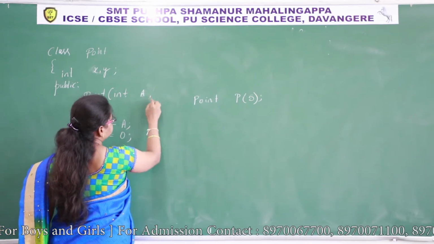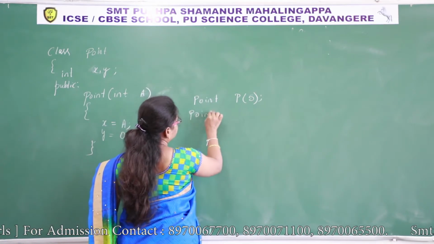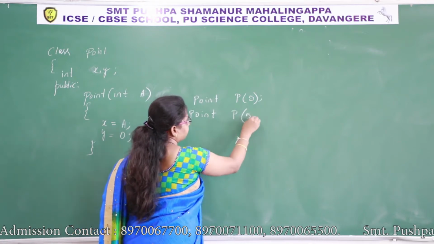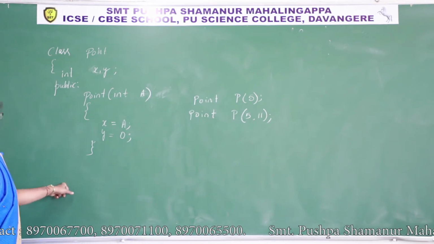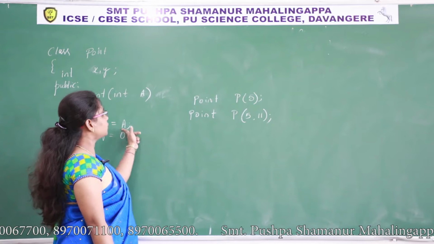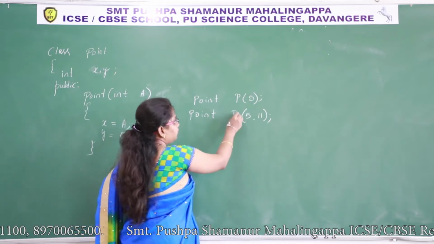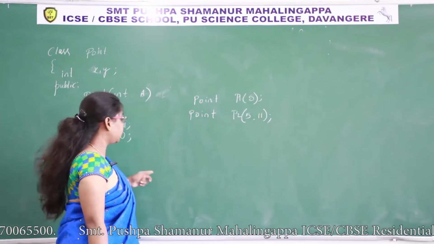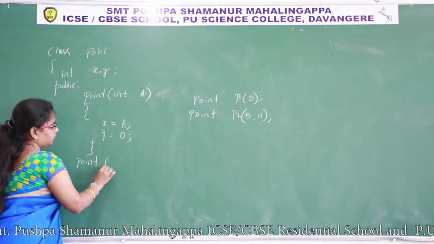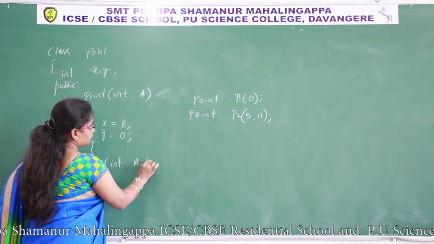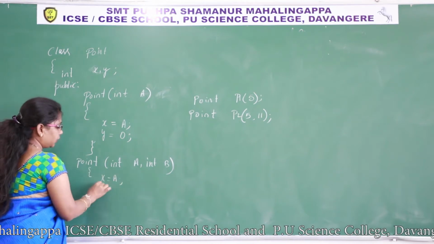If I pass another point with 5, 11, I must write another constructor within the class, isn't it? Because this constructor executes only for the first object creation. For these objects, I'll take P1 and P2. For this object, again I have to take another constructor within the class: Point, int A, int B, where X is equal to A and Y is equal to B.